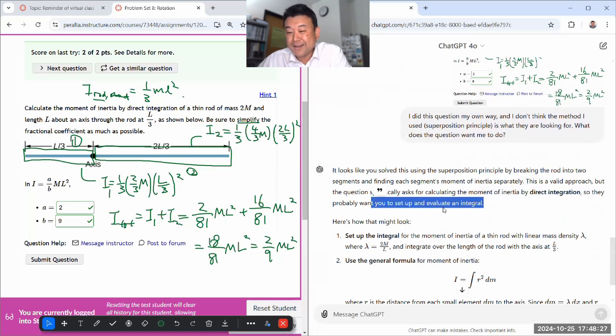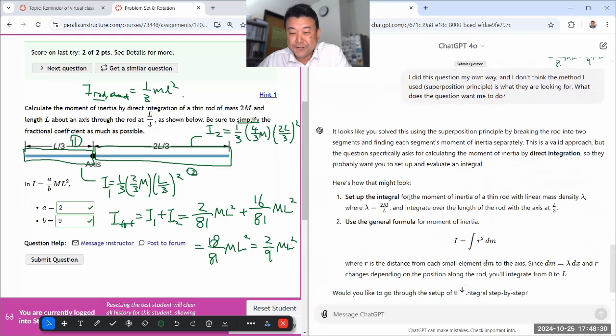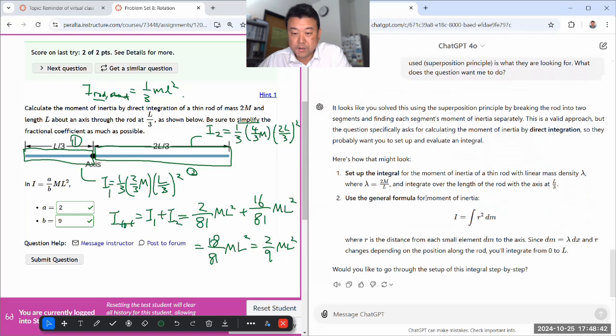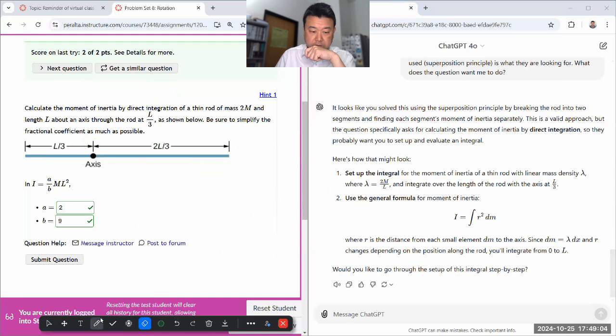So yeah, set up and evaluate an integral. So set up an integral for the moment of inertia of a thin rod with a linear mass density lambda. Lambda is that, yeah, good. Integrate over the length with the axis there, good. General formula for moment of inertia, yeah. So when you are setting this up, would you like to go through the setup of the integral step by step? Well, let's see how well I can follow. The one limitation of ChatGPT is that it can't draw figures in a correct way. But let me see what I can do.